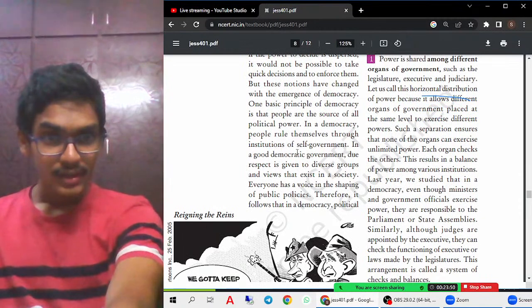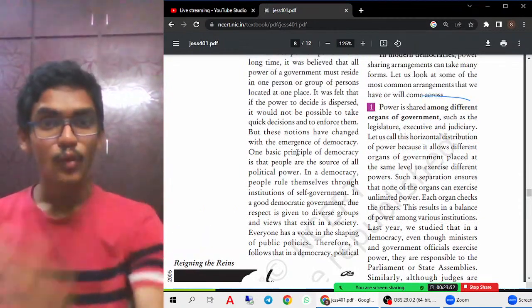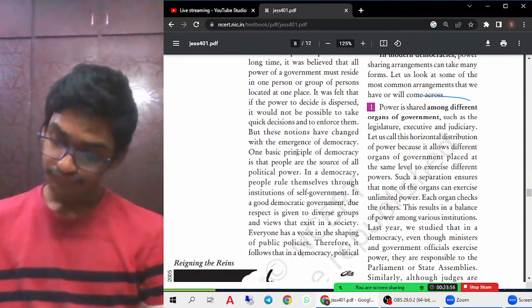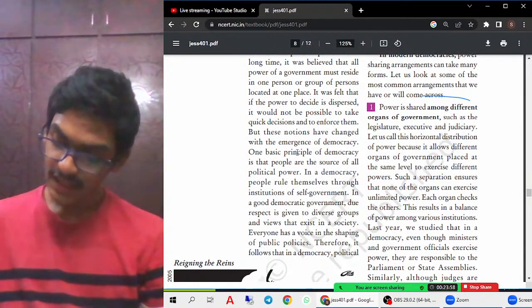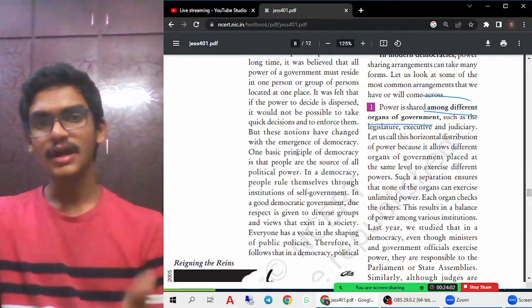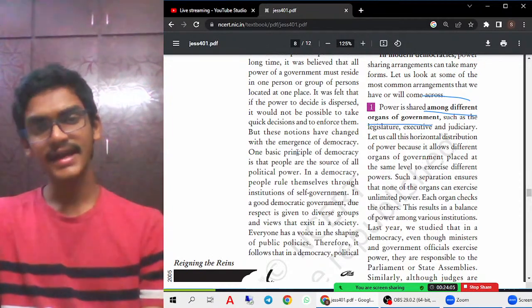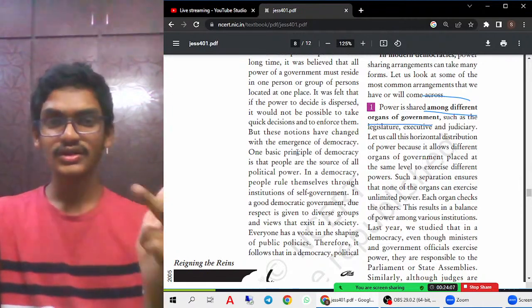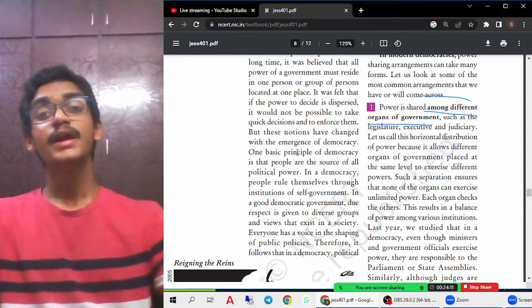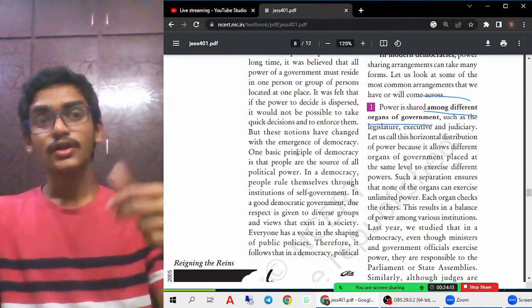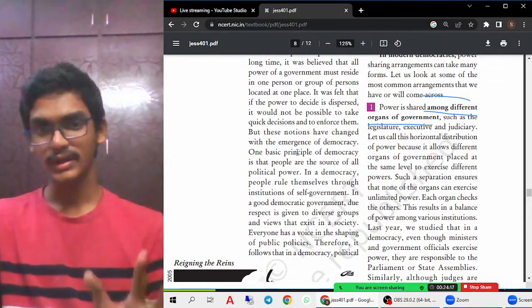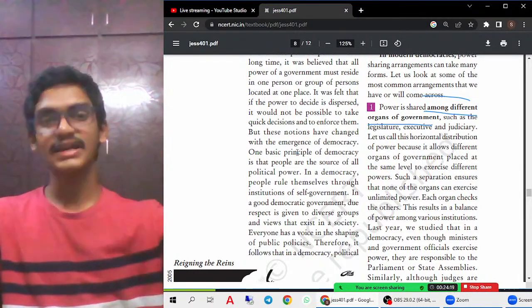Okay. Now let us try to understand what the different arrangements brought out in our country were. The first most important thing is that the power is shared among the different organs of the government. What are the different organs of government? Judiciary, legislative and executive. Legislative will make the laws, executive will implement the laws, and judiciary will keep a check on the executive and legislature in order to check if the laws are being made properly or not, and if they are implemented properly or not. So this system is called a system of checks and balances.